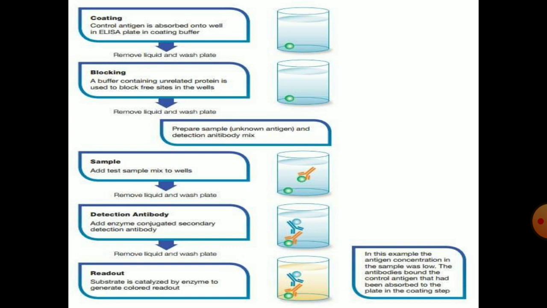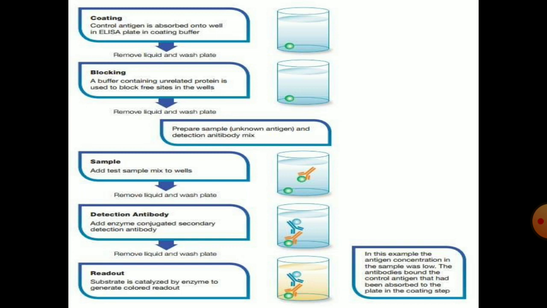Here what we do, first step is coating. Control antigen is absorbed onto the wells of the ELISA plate in coating buffer. Remove liquid and wash the plate. Then blocking. A buffer containing unrelated protein is used to block free sites in the wells. Remove liquid and wash the plate.